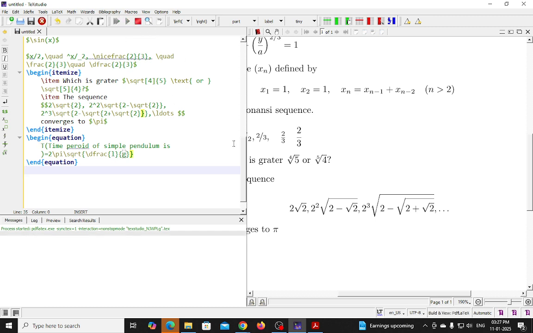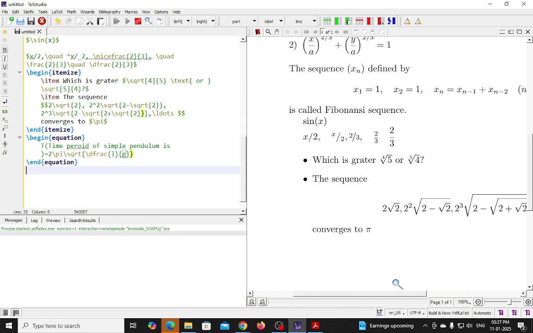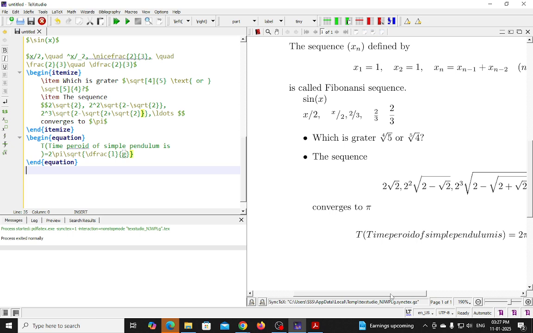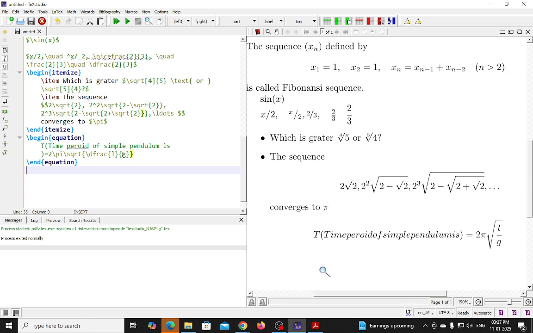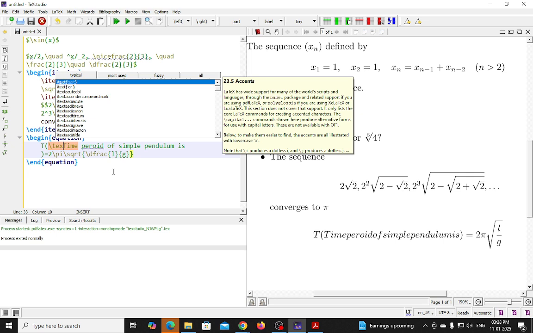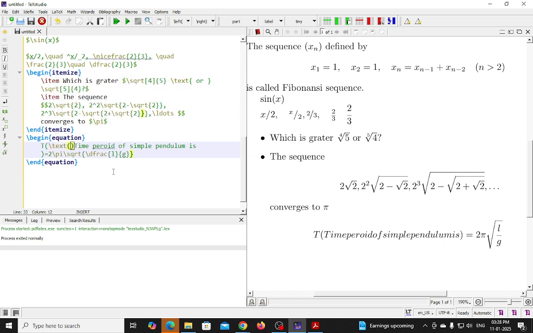Suppose I will run, and you can notice, as I already explained, the time period of a simple pendulum is in the text mode, that should be required in text mode. So for that what I have to do, backslash text in curly brackets, I am using square bracket, effect is there. Now if I compile, you will get an equation. Now with the proper spacing, that means in the bracket whatever you are writing with a single space, that text will appear.